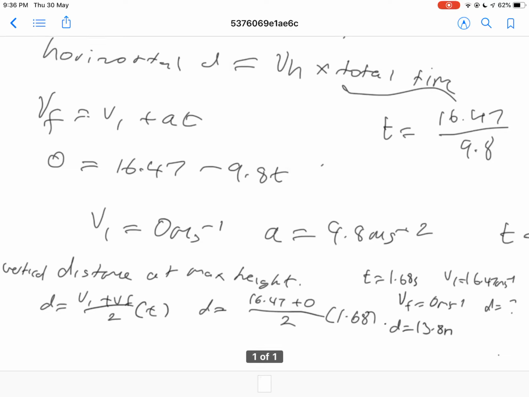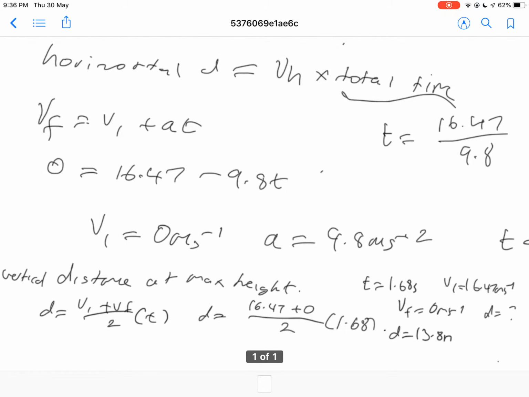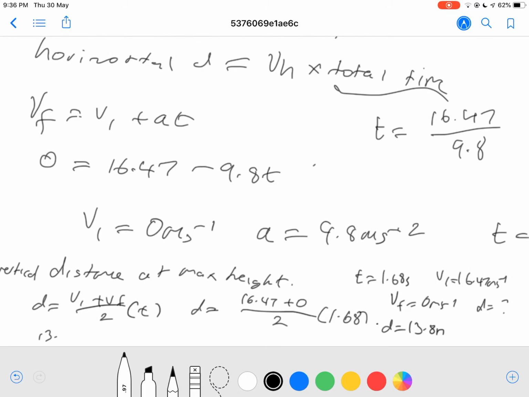So from the starting point to the max height, he travels 13.8 meters, but we have to remember that he starts 25 meters above the ground. So you have to add an extra 25 meters. So you say 13.8 plus 25 equals max height. If you plug this into the calculator, 13.8 plus 25 gives us 38.8 meters. So that's your distance, okay?